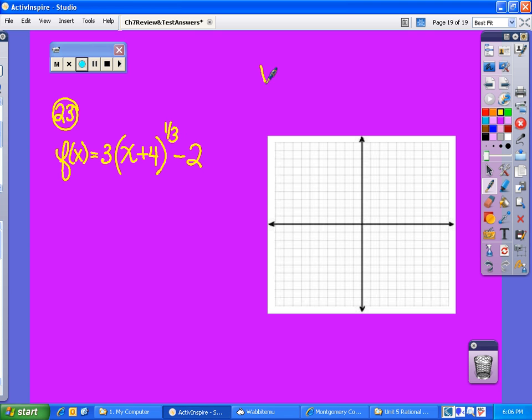We can write our equation in this form and identify our a, h, and k. A equals 3. H equals -4. Remember, we always take the opposite of what we see in the parentheses with the x. And our k value, we write it right out of the equation as -2. We're going to have lots of transformations going on in this one.